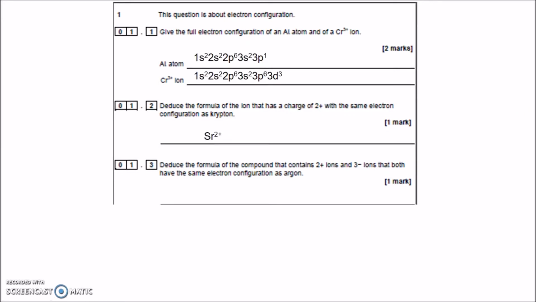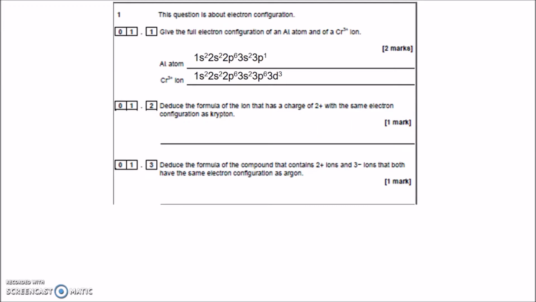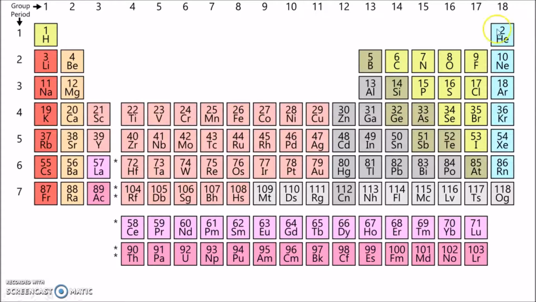So it's an Sr atom that's lost 2 electrons. It's Sr2+. Deduce the formula of a compound that contains 2+ ions and 3- ions, both of which have the same electronic configuration as argon. So we're looking for a 2+ and a 3- ion that have got the same electronic configuration as argon. So let's have a look at argon.